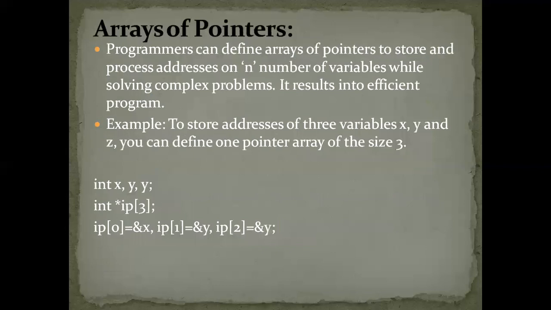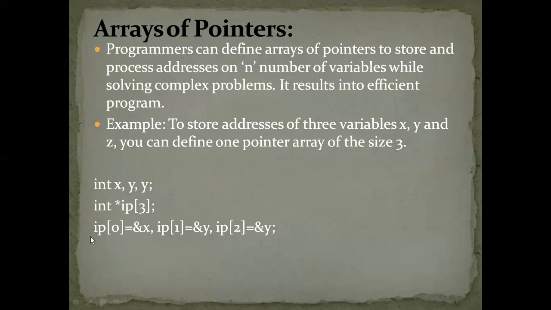Array of pointers. Array of pointers is very simple. Programmers can define arrays of pointers to store and process addresses of n number of variables while solving complex problems. It results in an efficient program. There is one example. To store the addresses of 3 variables, that is x, y, and z, you can define one pointer array of size 3. So int x, y, z; int star IP of size 3.